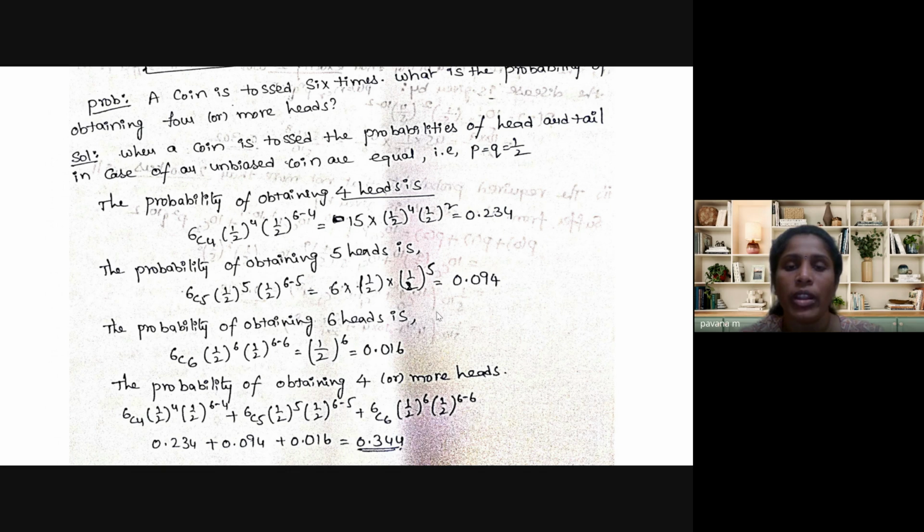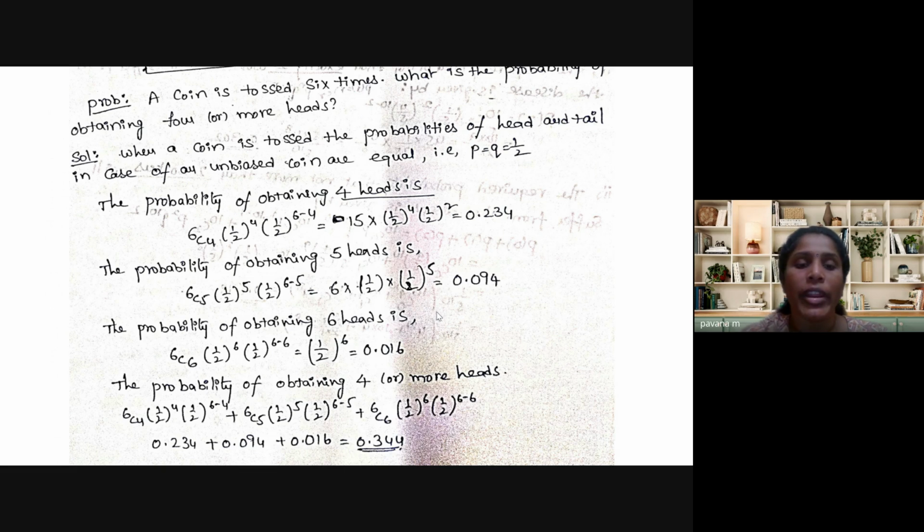When a coin is tossed 6 times, that means 6 results, 6 trials, right? So what is the probability of success of 4 heads? It may be 4 times head appears, or 5 times head appears, or 6 times. So you have to calculate 3 times: r is equal to 4, r is equal to 5, and r is equal to 6.